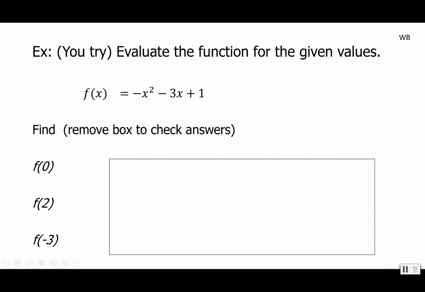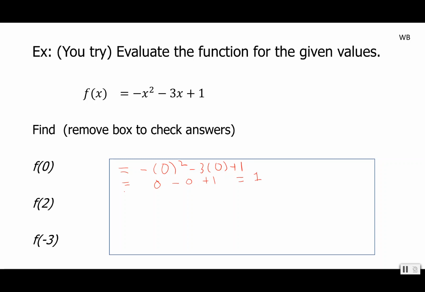So please try these. If you would like, pause this video and then come back for the answer. I'm going to go over them now. So for f of 0, we would write the opposite of 0 squared minus 3 times 0 plus 1. Using our order of operations, 0 squared would be 0. Negative 0, or the opposite of 0, would still be 0. This is equal to 0 minus 0 plus 1, which is equal to 1.